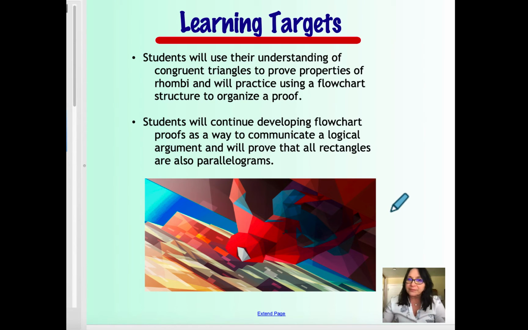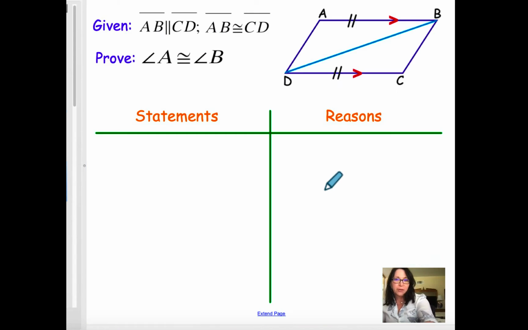So today we're going to just prove properties. We're going to do a few proofs, and actually we're going to start off with a proof. So what we have here is given that segment AB is congruent to segment CD. We also know that they're parallel. And if they're parallel and congruent, that means it's a parallelogram, right? It's one of our characteristics that we just went over.